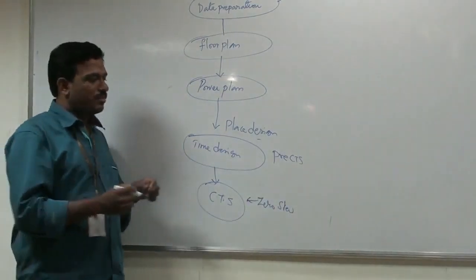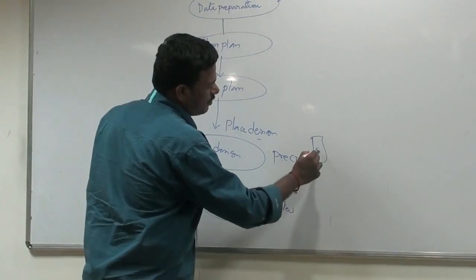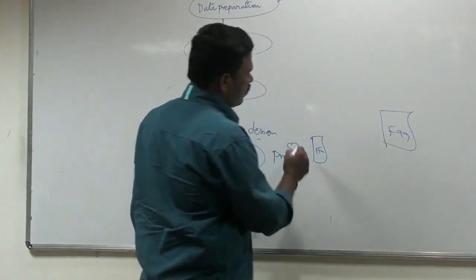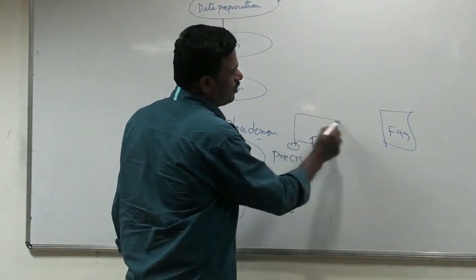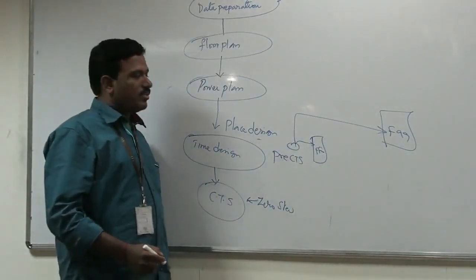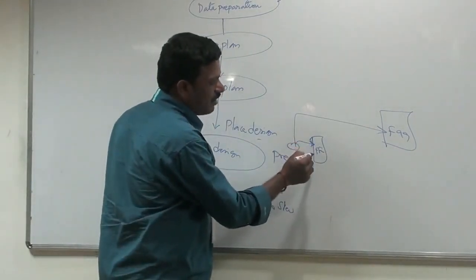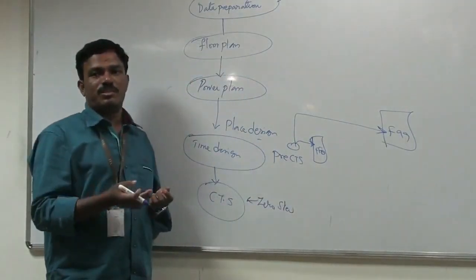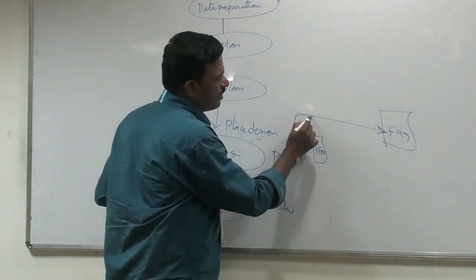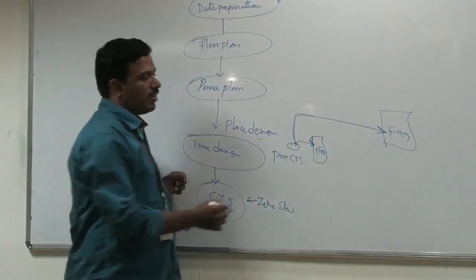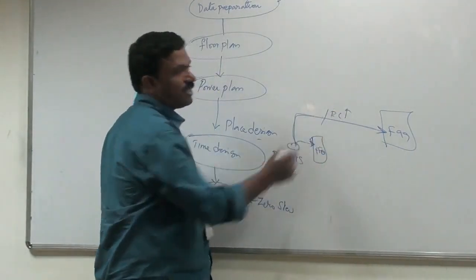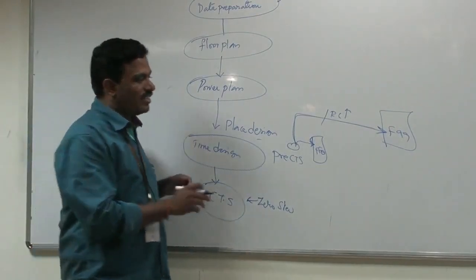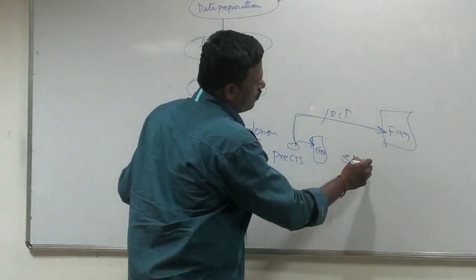What is skew? Suppose I have a flop 0, I have a port here, and I have flop 99. So this port connects to flop 0 as well as flop 99. So definitely my clock arrival time of f of 0 and clock arrival time of f of 99 may not be equal, since from here to here I have a long interconnect. This long interconnect will give you more RC. This more RC will give you a difference in arrival time. That difference in arrival time is called skew.